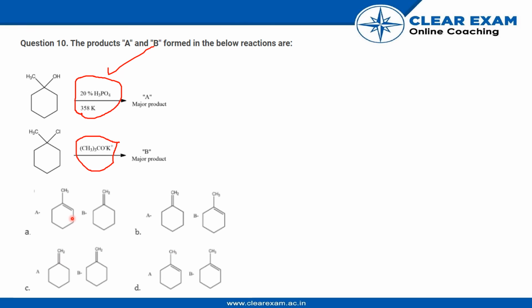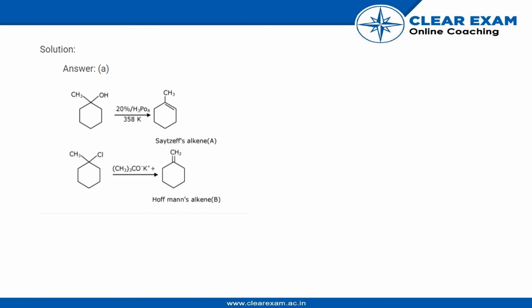We have in total 7 alpha hydrogens, and we know that the Saytzeff product is the major product, having more number of alpha hydrogens. So this will give us the Saytzeff product, and this will give us the Hofmann product, which will have less number of alpha hydrogens compared to the first one.